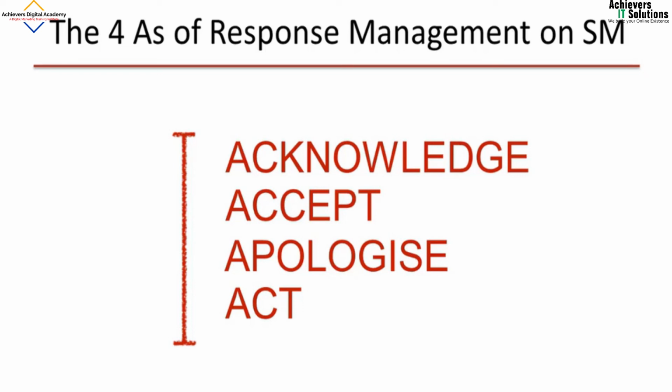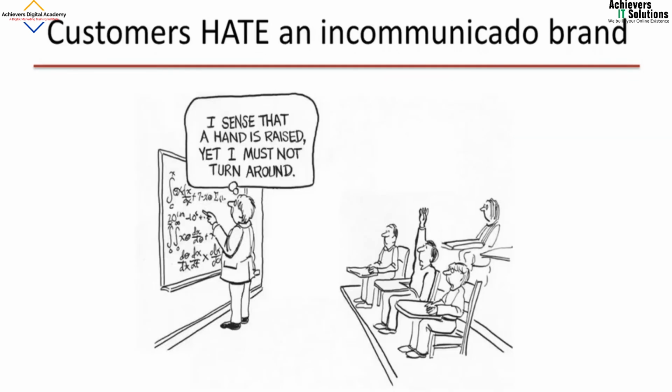Next is accept. Always accept that yes, something has gone wrong. Mistakes do happen. So it's always good to accept it when something goes wrong. Apologize. Always apologize as brands if something has gone wrong. Always apologize to the customers and tell them yes, we're sorry, we apologize for the inconvenience caused. And then act. You have to act as soon as you can and sort the issue. Next, as I said, customers hate a brand that does not respond.